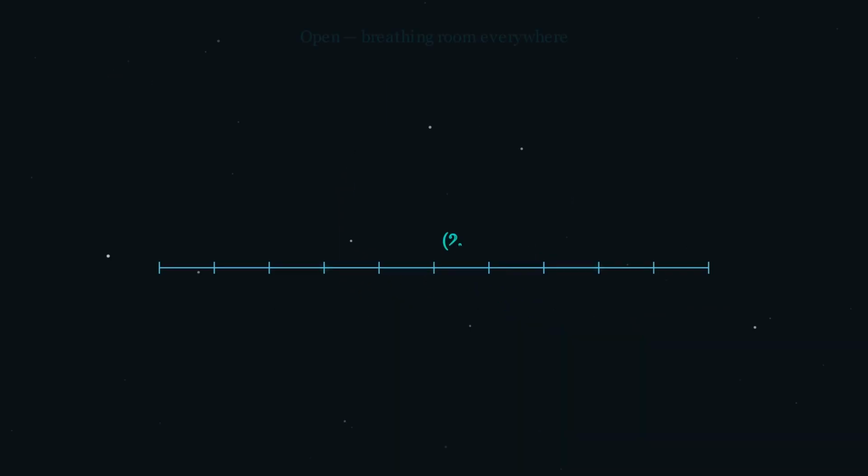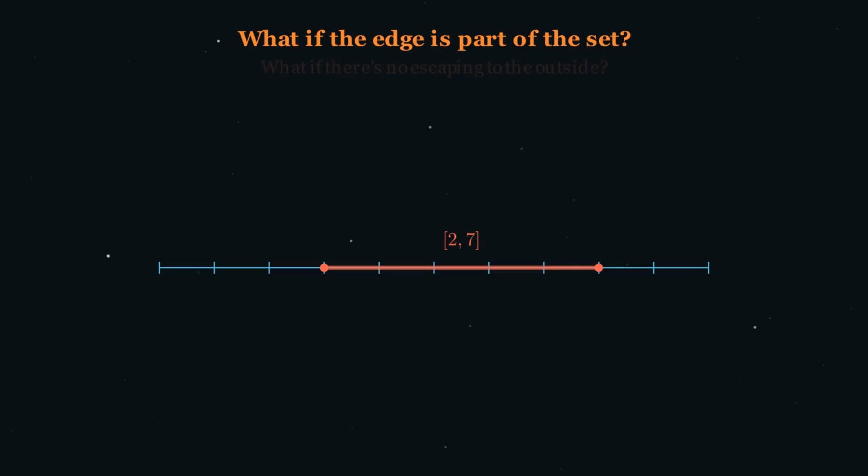So we've spent all this time talking about open sets, sets where every point has room to breathe. But now I want you to think about the opposite situation. What if a set traps its own boundary? What if the edge is part of the set? What if there's no escaping to the outside? That gives us a completely different kind of set, and it has a very satisfying name.